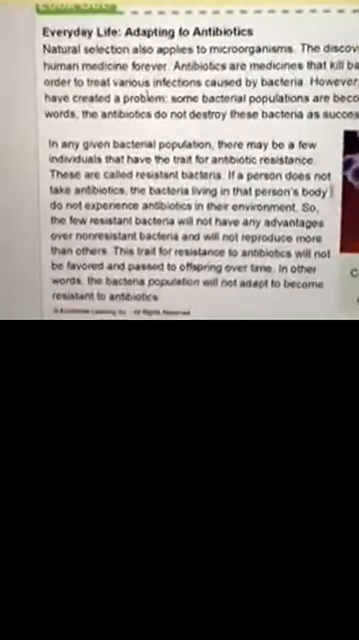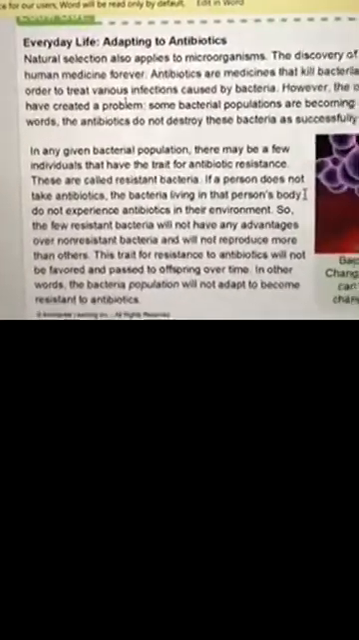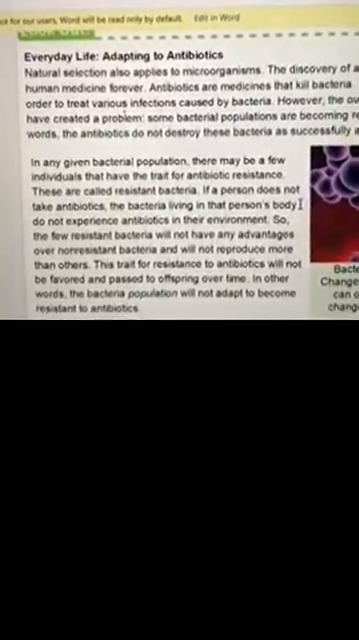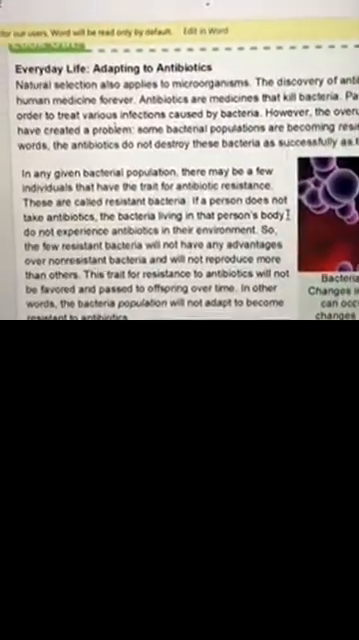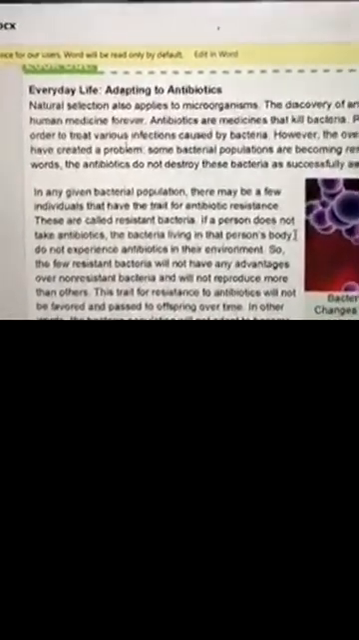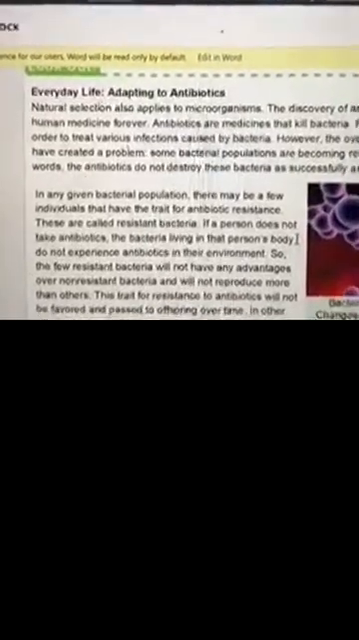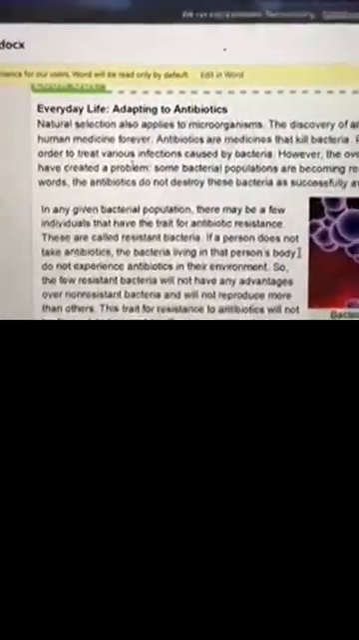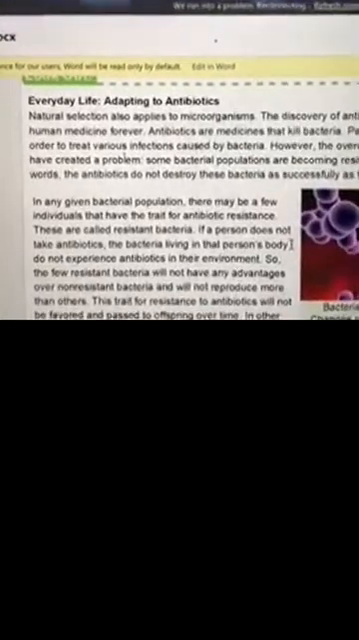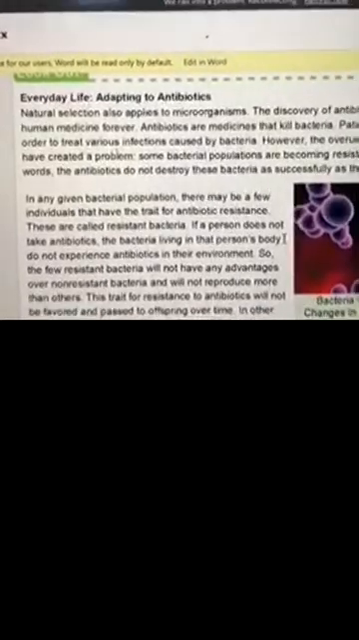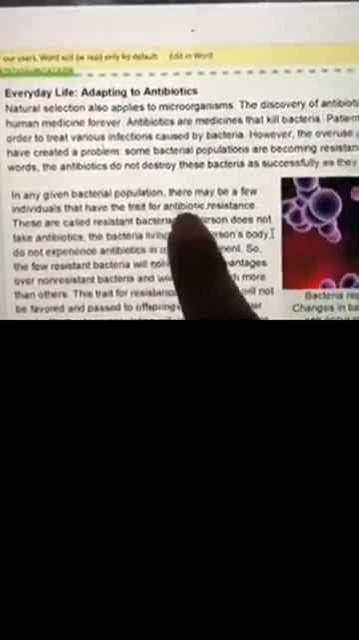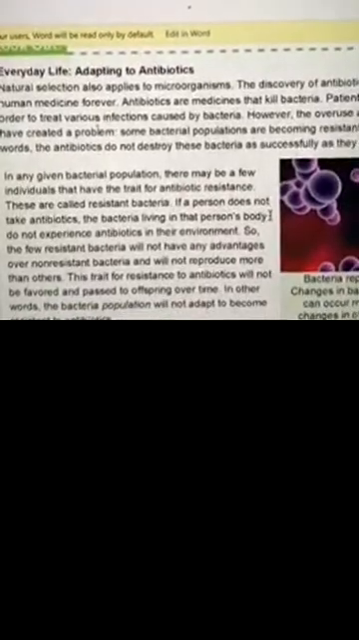So going on to that second paragraph in that section, it says, in any given bacterial population, there may be a few individuals that have the trait for antibiotic resistance, meaning that the bacteria, because remember, bacteria are living things as well. And bacteria, because they're living things, they also have DNA. So because they have DNA, they have genes. Because remember, genes are just sections of DNA. So some bacteria have the genes that make them immune to the antibiotics. So it says, there may be a few individuals that have the trait for antibiotic resistance. These are called resistant bacteria.